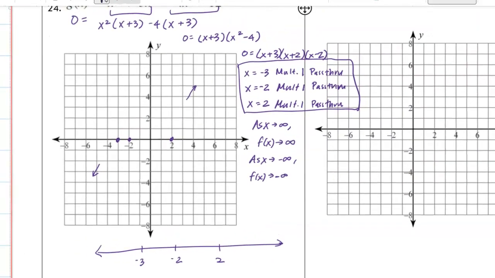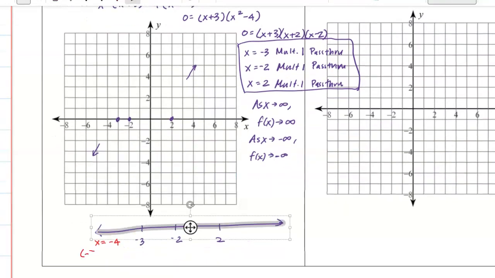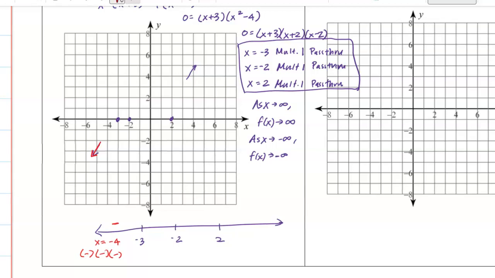Okay, so let's test some points. x equals negative 4. That's going to be a negative, negative, negative. Negative, negative, and a negative. So that's going to be a negative. And we see clearly that it's going to be a negative output. And then x equals negative 2.5.